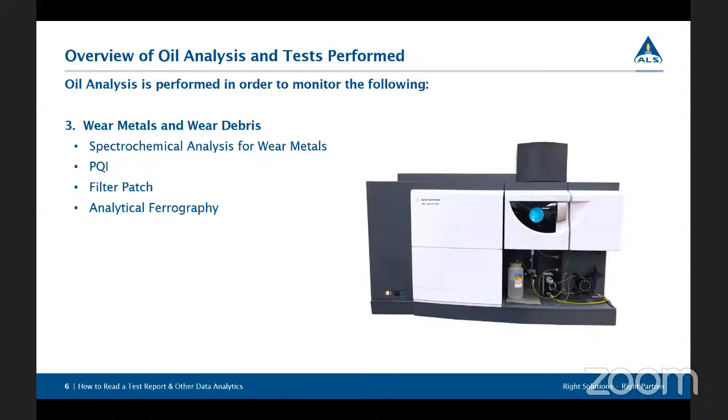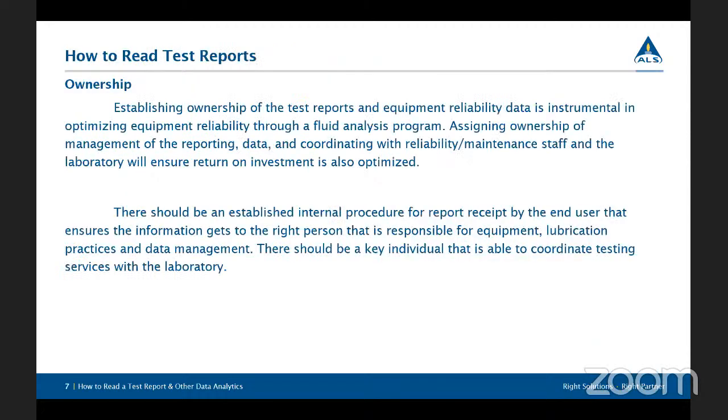PQ is another way to measure wear metals and wear debris. So we use a magnetometer. It's a way to measure how much magnetism there is around ferrous particles, and it's a way to check how much ferrous debris there could be within a sample. We can do a filter patch, so we'll pass the sample through a really fine filter and look at it under a microscope. That gives us a good idea of what kind of debris or wear metals are there. And then there's analytical photography, where we create a microscopic slide, and we're going to look at some of those pictures today.